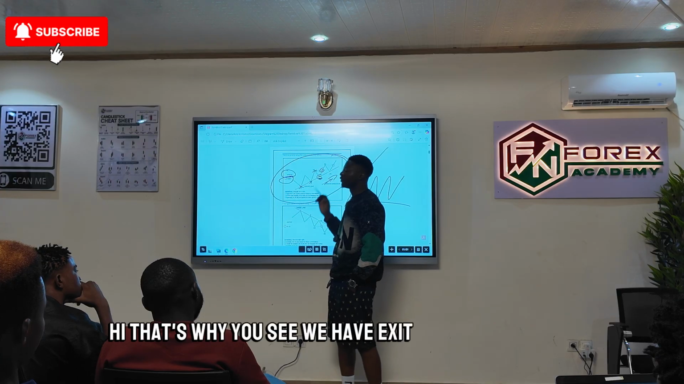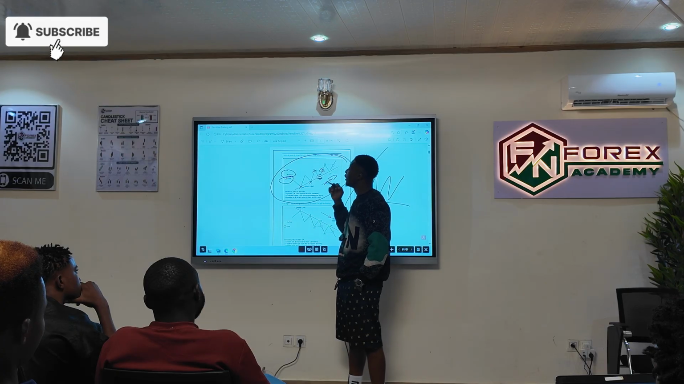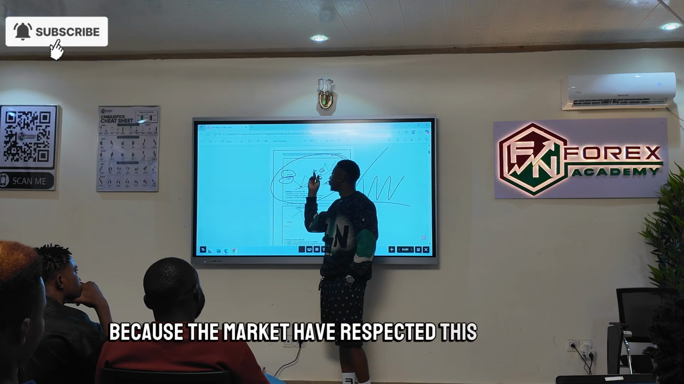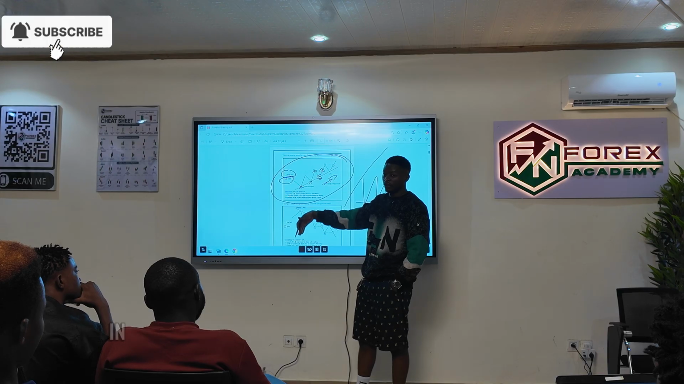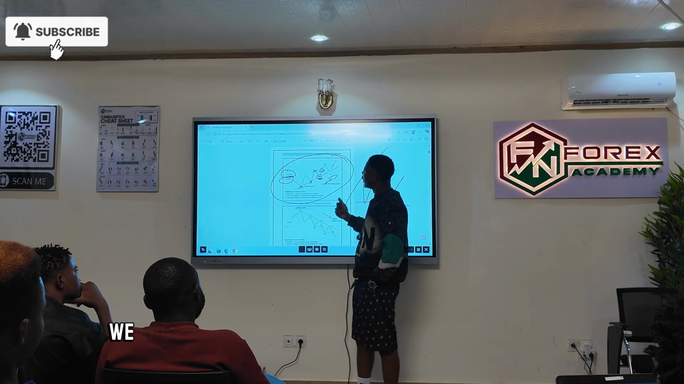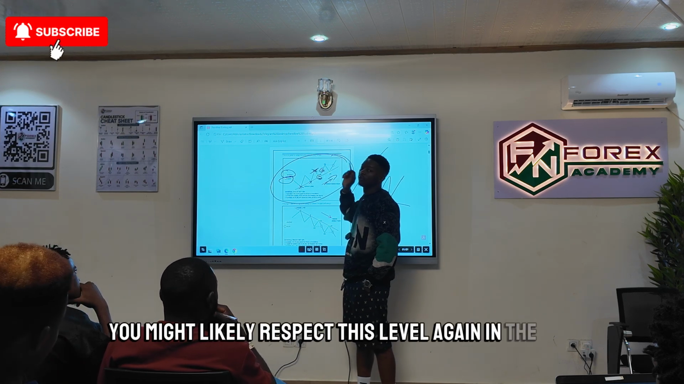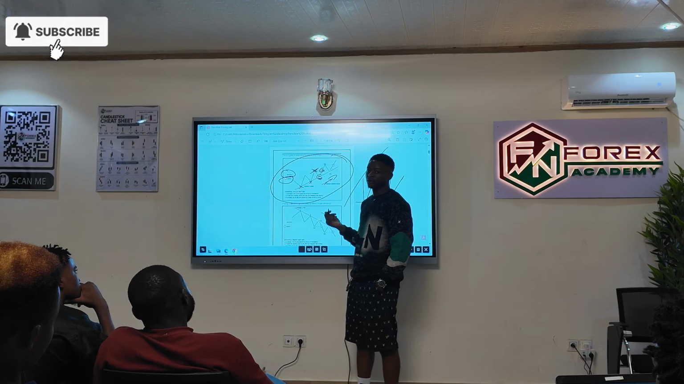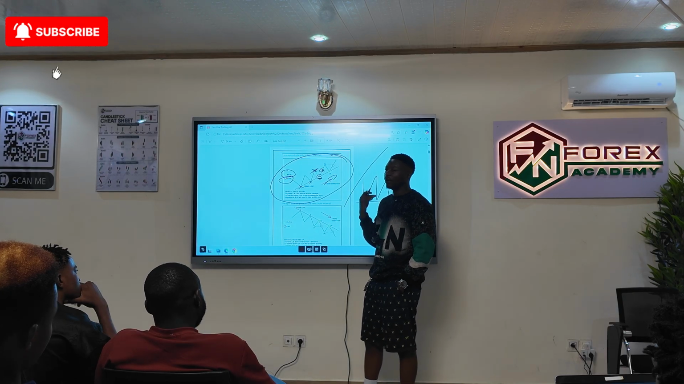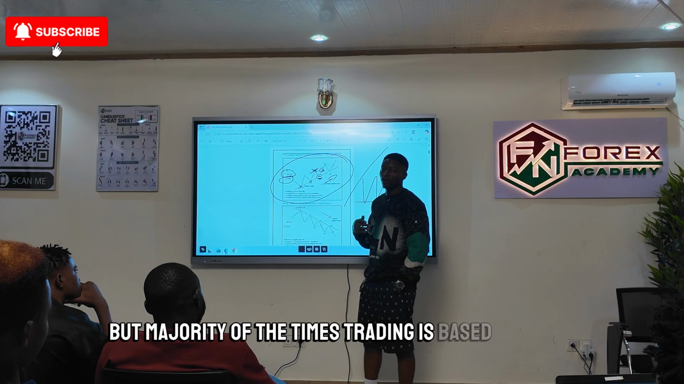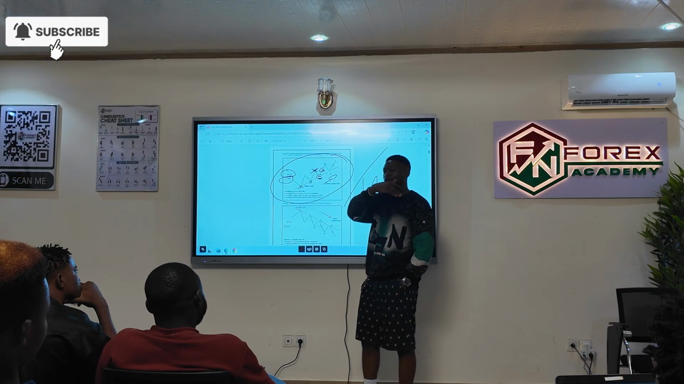That's why you see we have exit here, right? Previous high. Why is our take profit on the previous high? Our take profit is on the previous high because the market has respected this point A in the past, right? Technical analysis: what has happened in the past will predict what will happen in the future. So at this point, we are aware that the market has respected this level in the past, it might likely respect this level again in the future. So that's why your exit point is there. Now, the trade might pass and break this level and go up today. Tomorrow, it might respect. But majority of the times, trading is based on probabilities, right? So majority of the time, it's always going to respect the previous high, right?